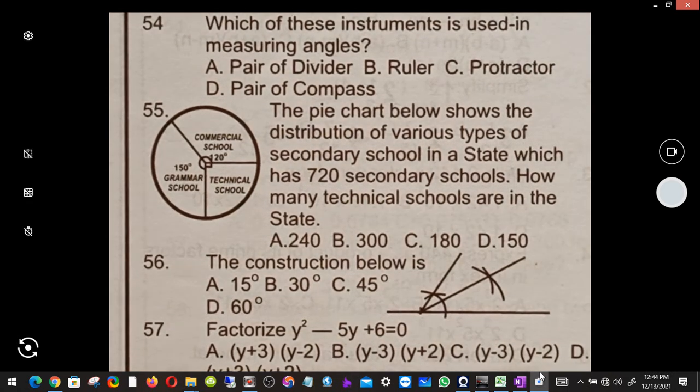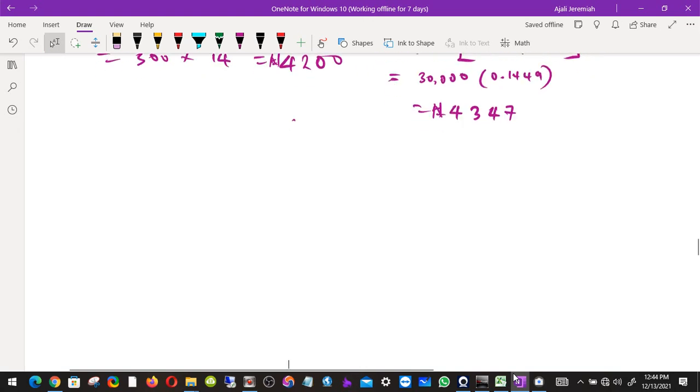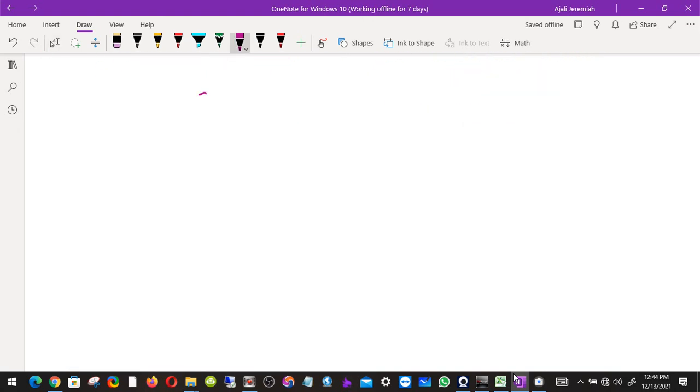So it will be 90 over the total angle, which is 360, then times 720. The angle of technical schools, 90, over 360, the total angle, times 720, the total number of schools. 90 here, 90 here, that gives 180. So we have how many technical schools? 180 technical schools. Option C. Okay.